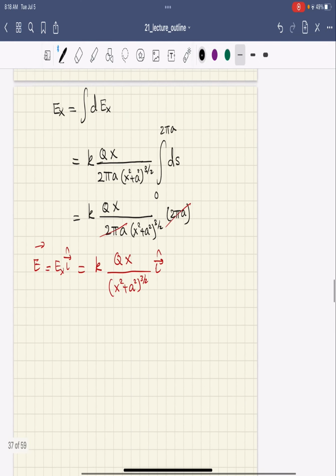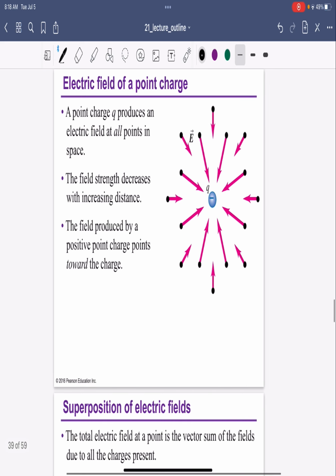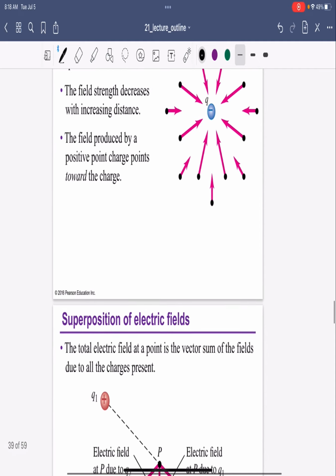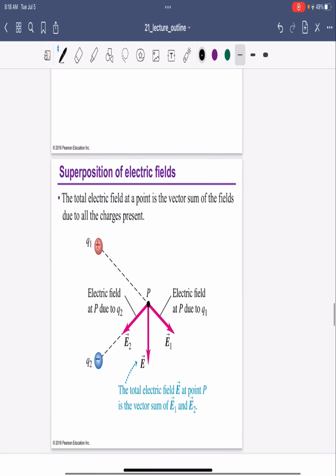I want to go first over the second one, for the negative charge, where again it is radial but inwards, and the field strength decreases as we increase the distance, and the density of lines reflects the magnitude. Now the total electric field at a point is the vector sum of all the fields.